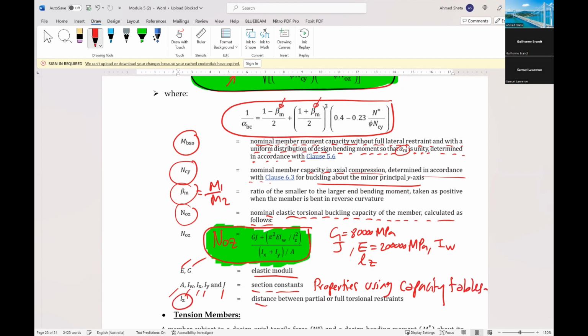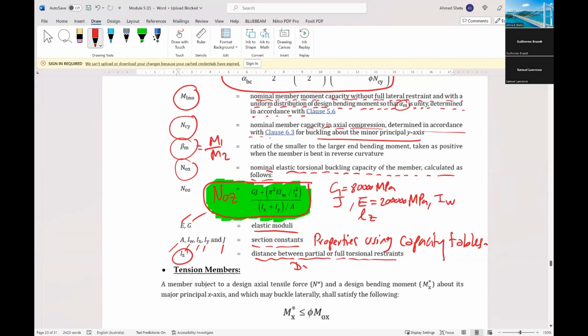Lz is the distance between partial or full torsional restraint. So Lz is the distance between restraints.